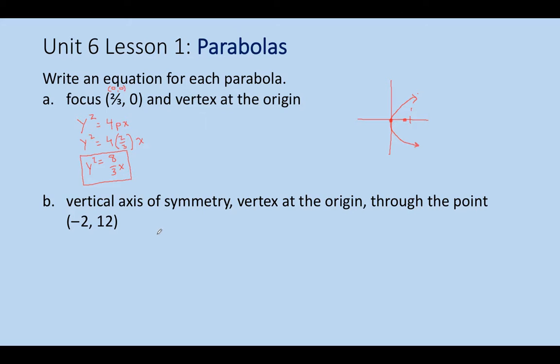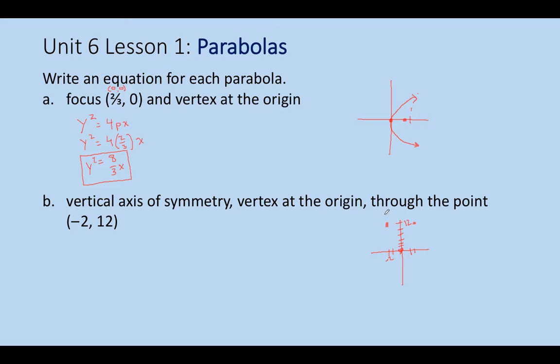All right, so this one, just a little bit more complex. Here we've got a vertical axis of symmetry. So the vertex is at the origin, and a vertical axis of symmetry means it's a vertical parabola, and then it goes through the point (-2, 12). 1, 2, 3, 4, 5, 6. I'll go by 2's here, but I'll go by 1's here. So one of the points is right here, but the vertex is still at the origin. So I do know that it's going to be symmetric around here.